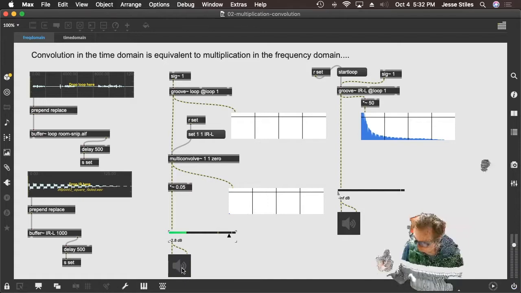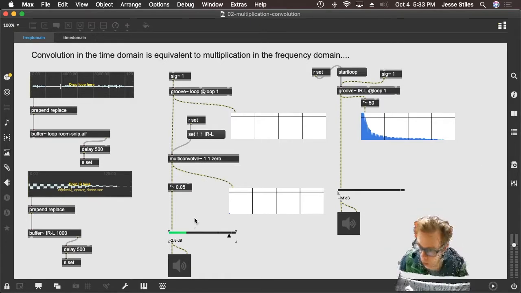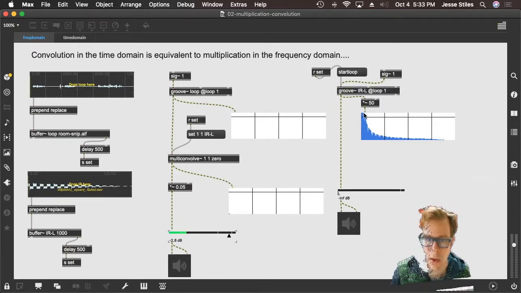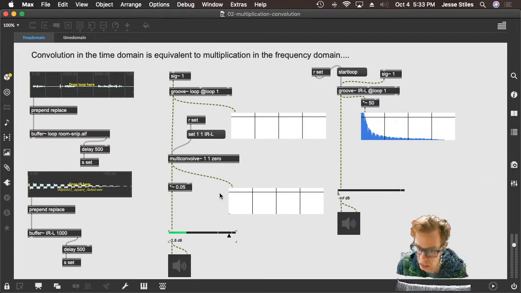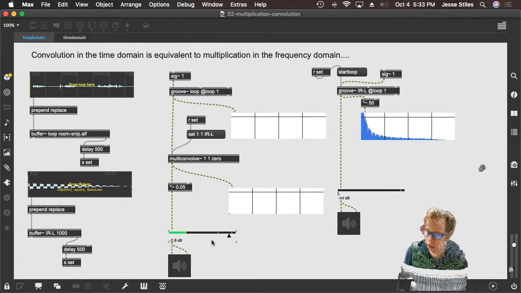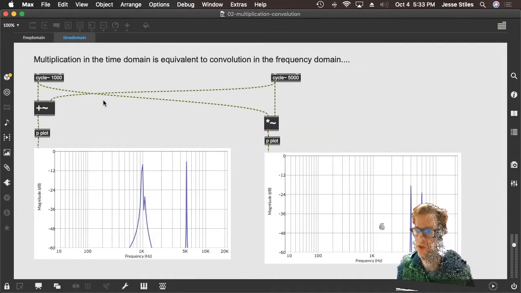So it sounds a little bit like a vocoder, like the robot voice. But we know it's actually doing something mathematically really specific. It's taking the spectrum of the square wave, where we've got the fundamental frequency and all these harmonics, and then we're taking the spectrum of our input sound, the human voice, and we're multiplying those two spectrums together to get this output. So convolution in the time domain is equivalent to multiplication in the frequency domain, and vice versa.